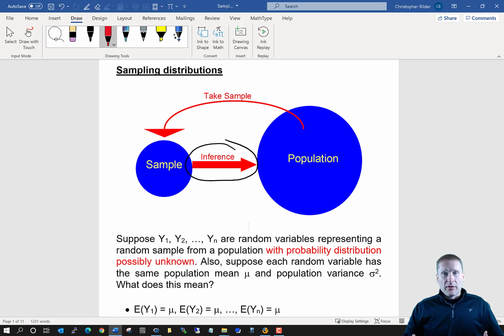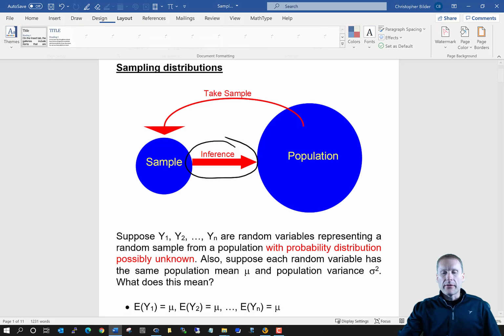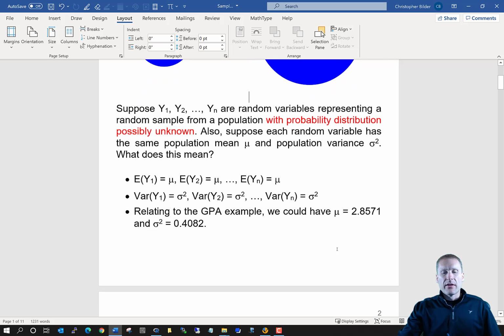After we get done with this particular subsection, pretty much for the rest of the course, we're going to be using these results so that we can do this inference. Okay, so let's suppose we have y1, y2, down to yn as random variables representing a random sample from a population with a particular probability distribution, where we don't know what probability distribution characterizes that population. It's actually going to be okay for us if we don't know that, and you'll see why shortly.